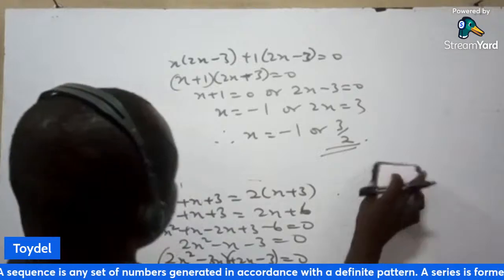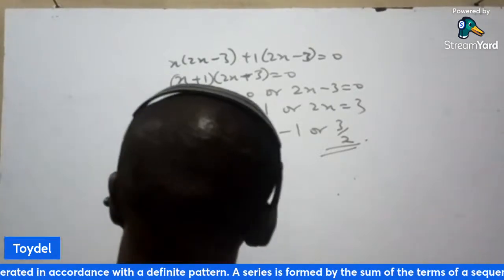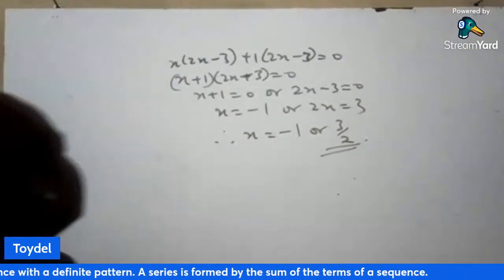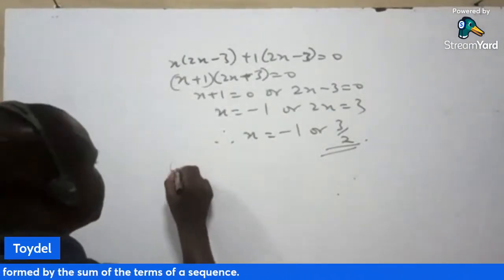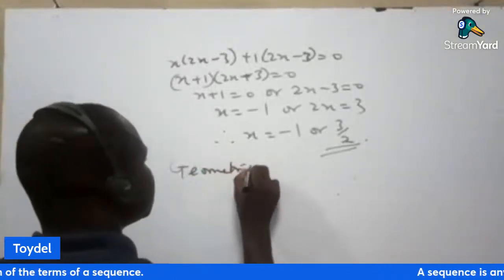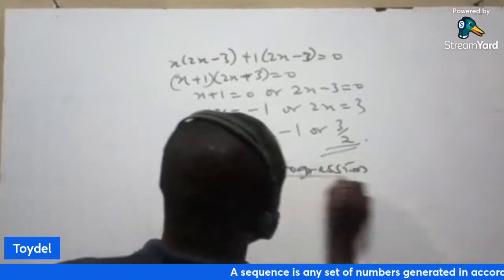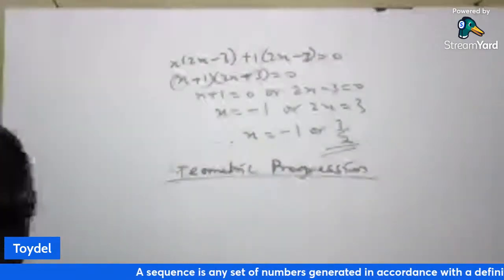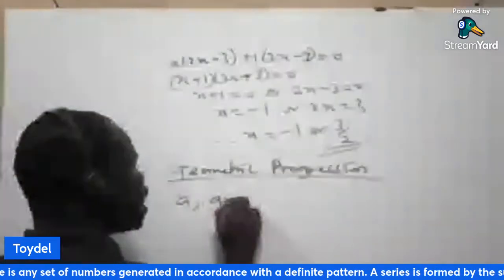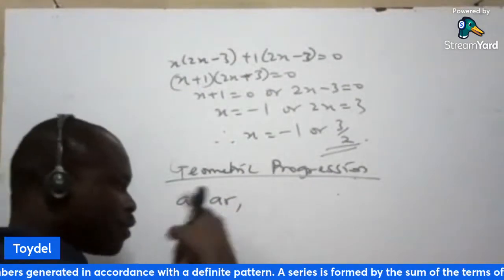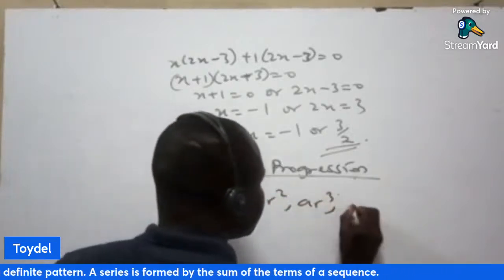From there, I'll move to geometric progression and get the general formula to find the nth term or last term of a geometric progression. Geometric progression is otherwise known as exponential sequence. Then the general form is given as a, ar, because for us to know the next term, we keep multiplying by the common ratio. Then we have ar squared, ar cubed, and so on.